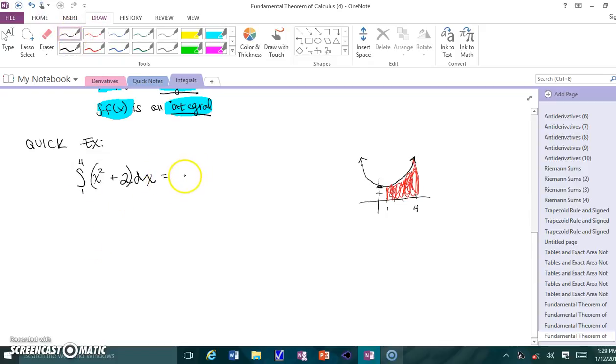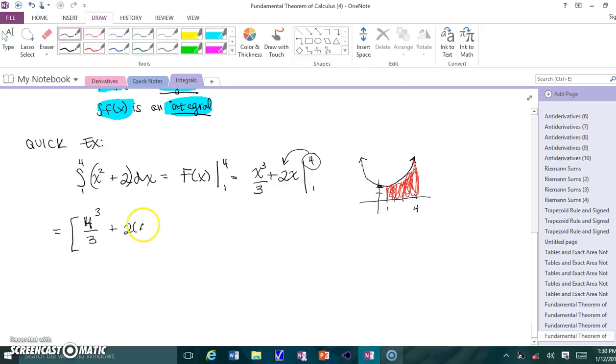So what this means is I need the antiderivative from 1 to 4. So let's find the antiderivative. That's not too bad here. I add 1 to the exponent, divide by it. 2 becomes 2x. I don't need that plus c because the plus c would have canceled anyway. And I'm going from 1 to 4. So what you're going to do is first evaluate the antiderivative at 4. So go ahead and write this down with me as I do it.